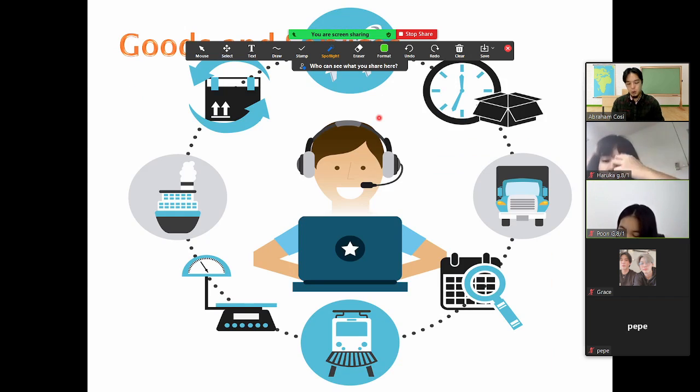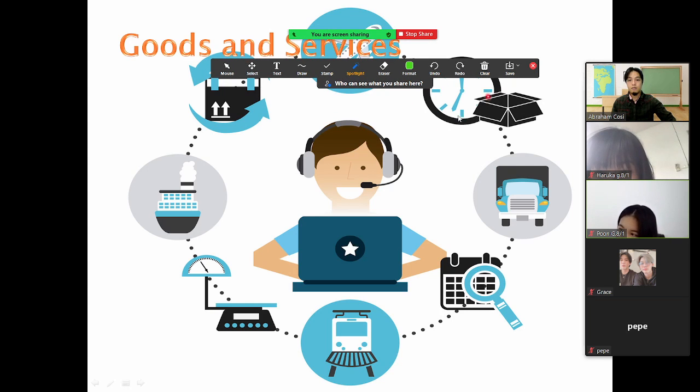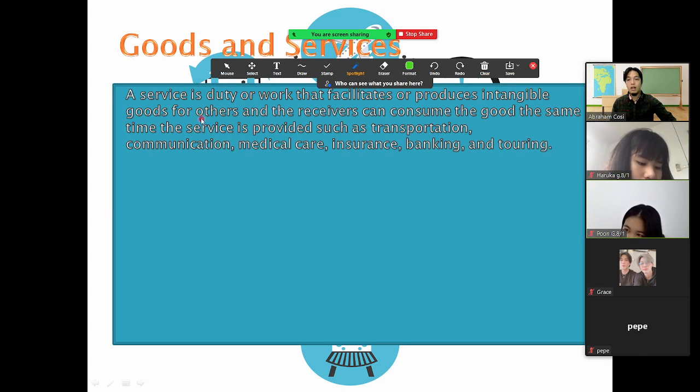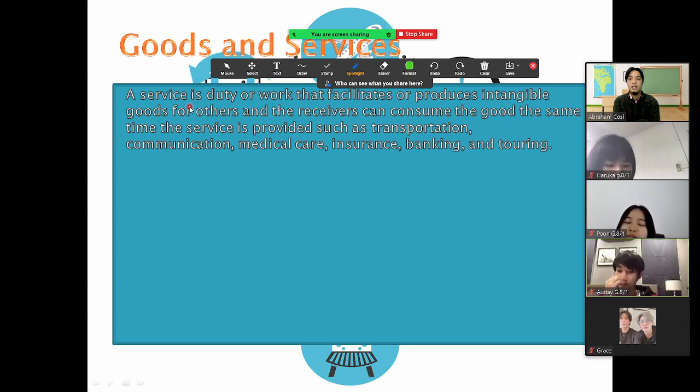Okay, now let's move to goods and services. Service is a duty or work that facilitates or produces intangible goods for others. The receivers can consume the good at the same time the service is provided. Examples are transportation, communication, medical care, insurance, banking, and touring. So these are examples of service.